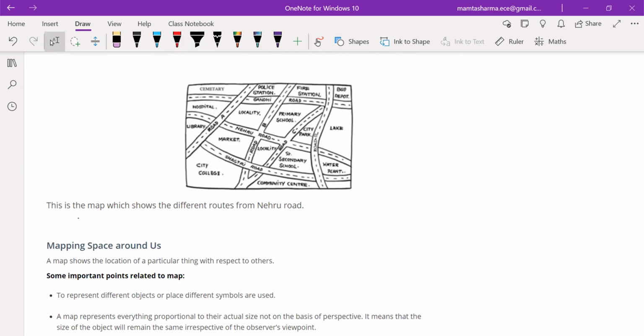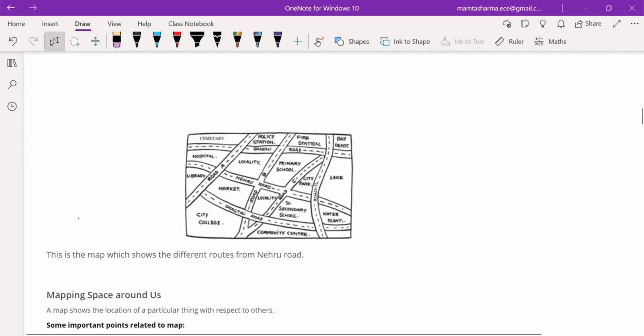Have you ever thought how our land is very big, very large? So how can we see this large area on our smaller screen area? By mapping. While drawing a map, they use scaling, and they reduce the scale.